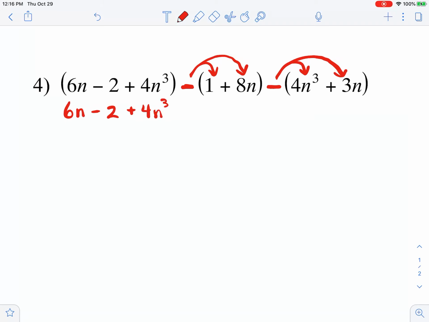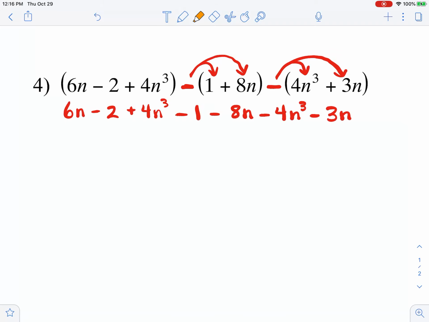And now let's go ahead and distribute that minus through the parentheses. So negative times 1, or minus 1, minus a positive 8n is minus 8n. And then we have minus positive 4n to the 3rd, or minus 4n to the 3rd. And then minus 3n, that would be minus 3n.